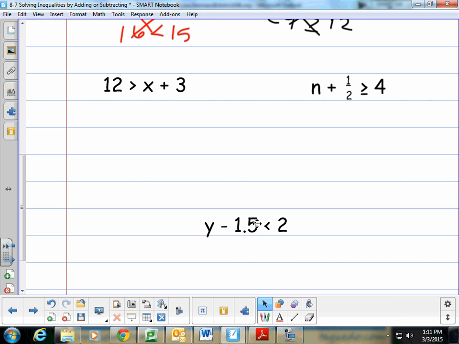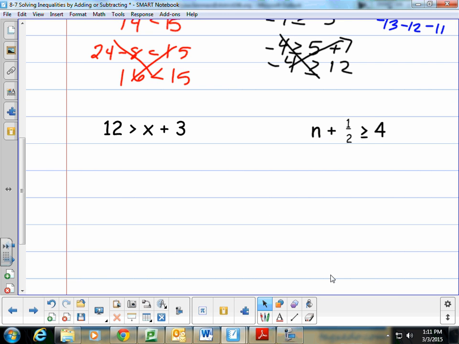Here are a few to give a try, using the same type of rules. So, talking about properties of inequality, we're looking at 12 is greater than a number plus 3. So what number can I add to 3 and stay less than 12? Because 12 is greater than those numbers. So I subtract 3 on both sides, and I end up with 9 is greater than x. That means that if I rewrite this the other way, x has to be less than 9.